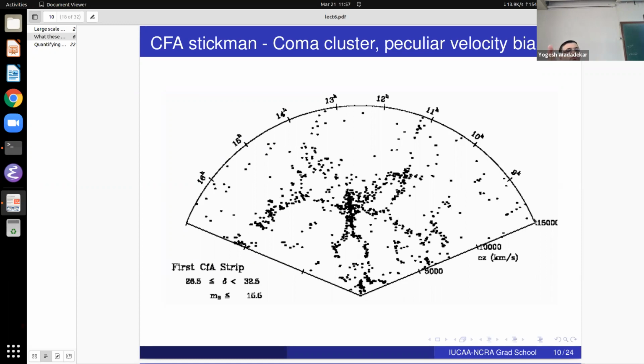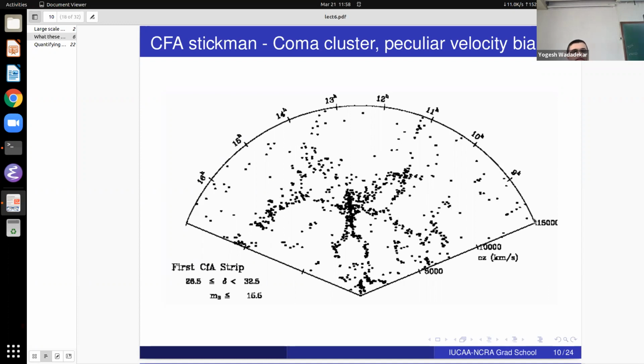Okay. You can of course correct for the peculiar velocities once you model the cluster mass, for example. If you know the cluster mass, you know what the peculiar velocities of galaxies will be. And then you can take that out and make a peculiar-velocity-corrected map of the same thing, which has also been done.